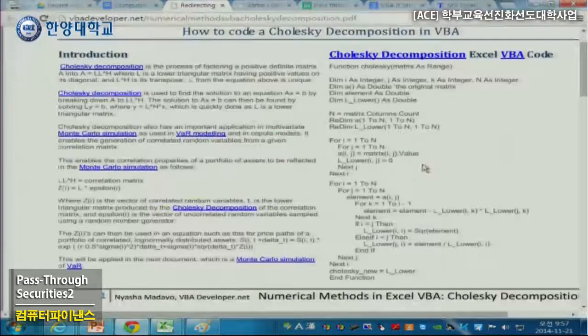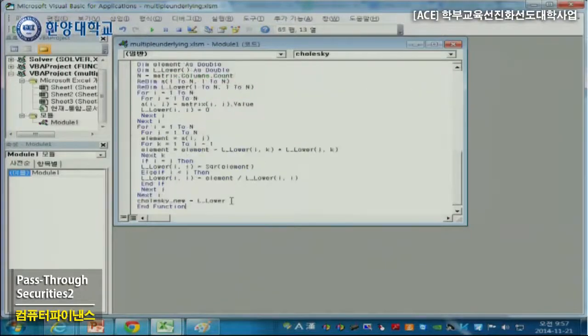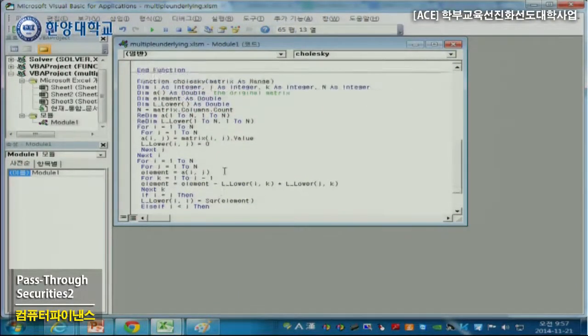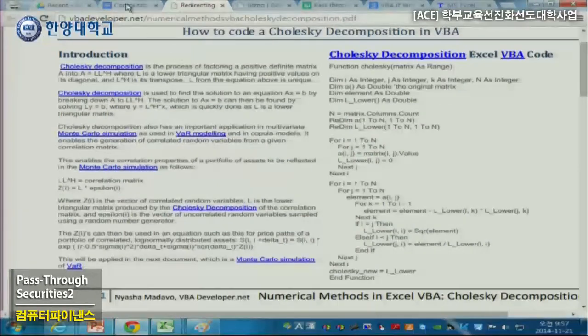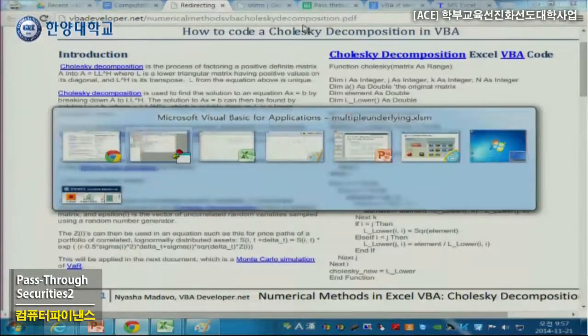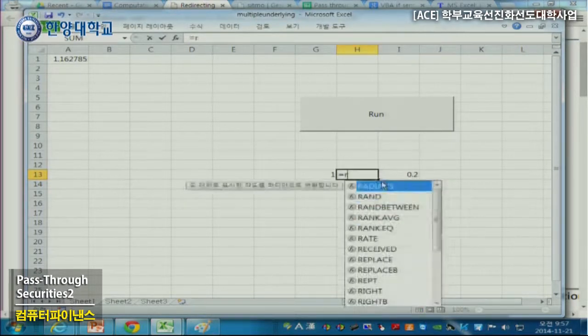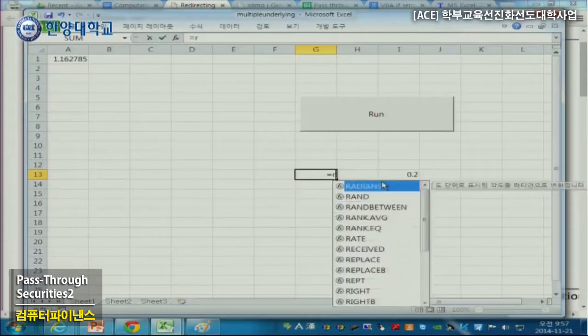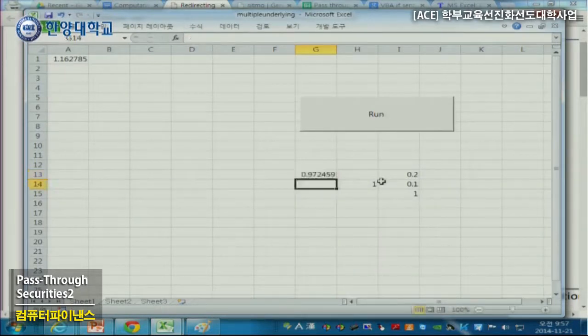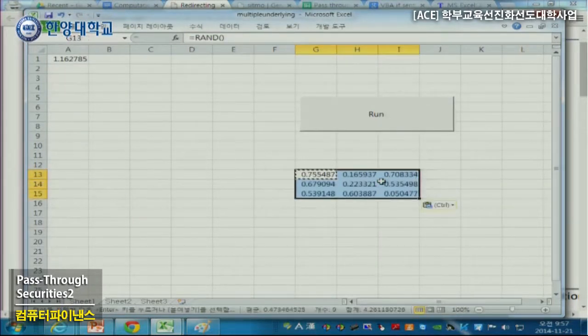Anyway, we have Cholesky decomposition, and let's try it. Okay, Cholesky. So let's do the matrix 1, 1, 1, 0.1, 0.2. No. I want to try Cholesky decomposition.